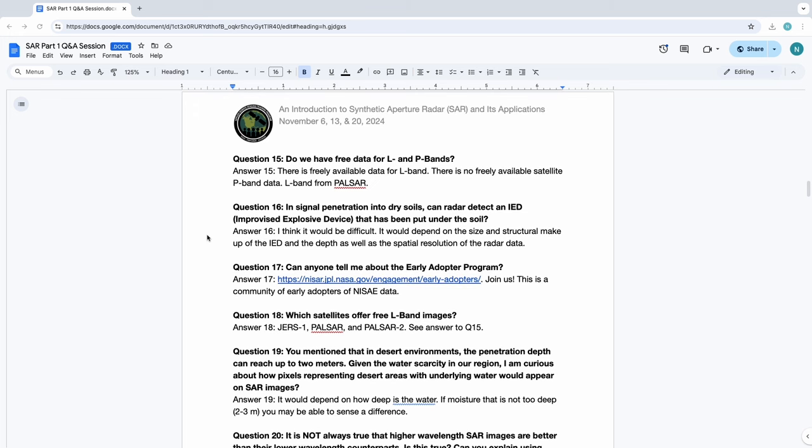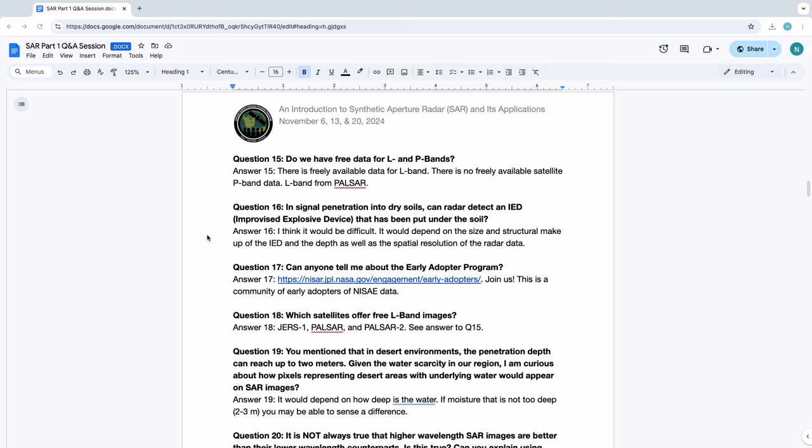Do we have free data for L and P bands? Yes, we do. There is freely available data for L-band. There is JERS-1, a Japanese satellite that flew in the 1990s. You can obtain that data through the Alaska Satellite Facility. There is also PALSAR data from the Japanese Space Agency, L-band, 2006 through 2011. Amazing data set. And then there is PALSAR-2, which has limited release. The PALSAR ScanSAR data is available through Google Earth Engine and through the JAXA website. In terms of P-band, there is no satellite P-band data available that I'm aware of. There might be some freely available airborne P-band data over select regions.